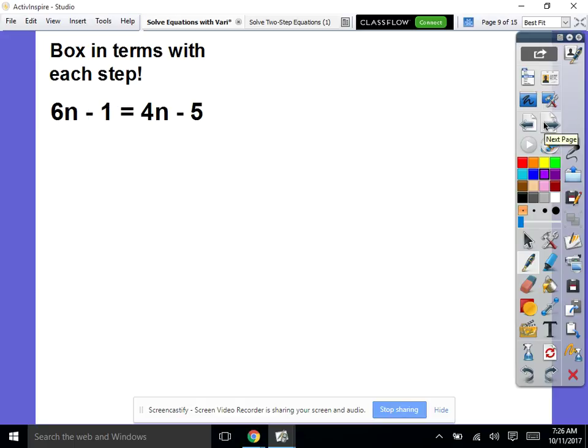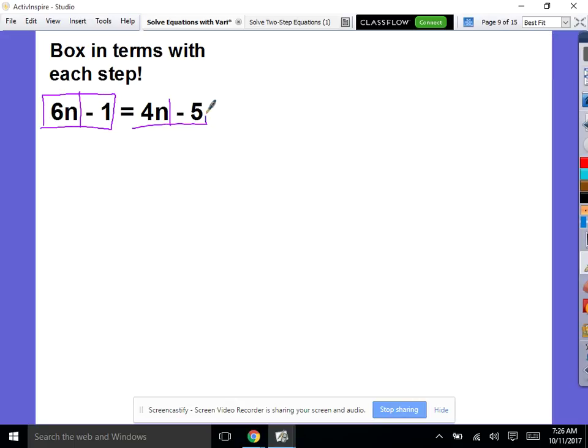Another one. So we're going to box in our terms, and we're going to have to do this on each side of the equation. Now we're going to eliminate a variable. Well, since we have a variable on each side and a constant on each side, then we're going to pick the smaller variable. It doesn't matter, but we will work through one tomorrow where I do one variable and then I'll work through and eliminate the other variable. But for this one, we're going to subtract 4n. That gives us 2n minus 1 equals negative 5.